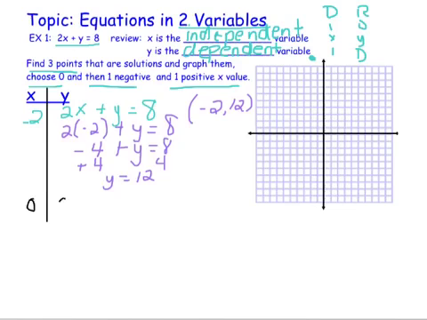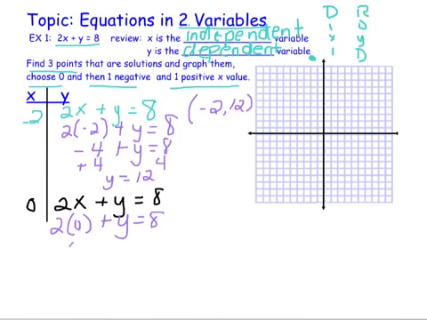Okay, now we said we get to pick 0. So I'm going to rewrite it. 2x plus y equals 8. So wherever I see x, I'm going to put in 0. So I'm going to say 2 times 0 plus y equals 8. What's 2 times 0? 0 plus y equals 8. So I get y equals 8. Perfection. So this point is 0, positive 8.